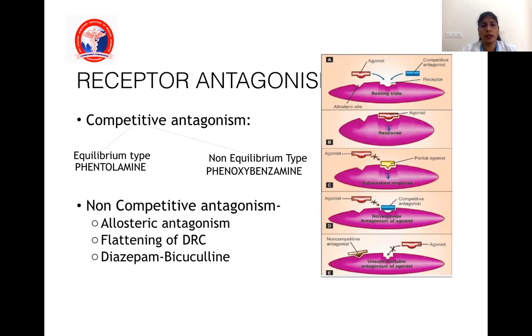And in non-competitive antagonism. So competitive antagonism means you have an equilibrium type and non-equilibrium type. In non-competitive antagonism, you have allosteric antagonism, flattening of the DRC, and diazepam. These are the characteristics and features which exist for non-competitive antagonism.